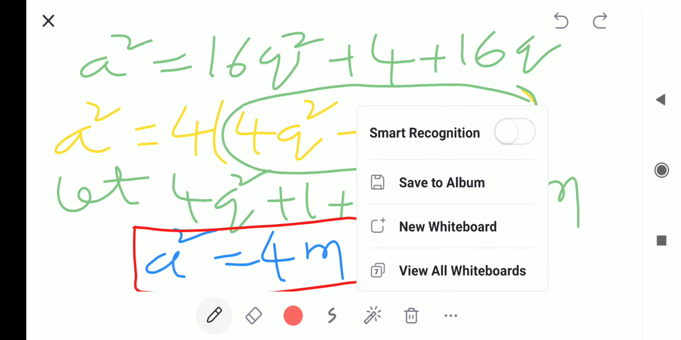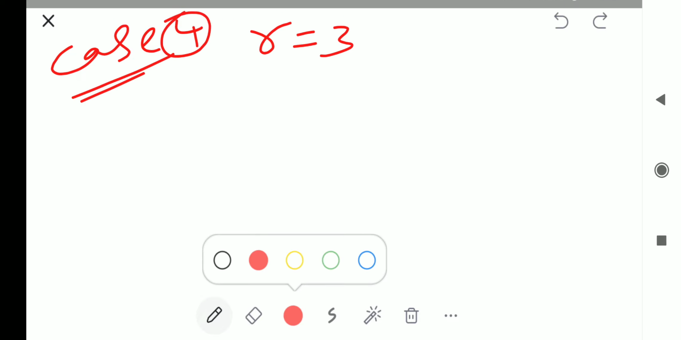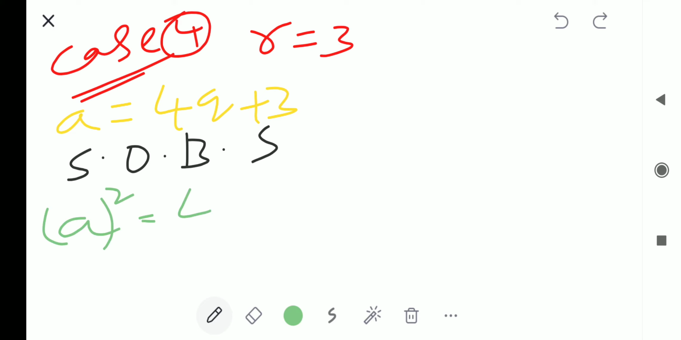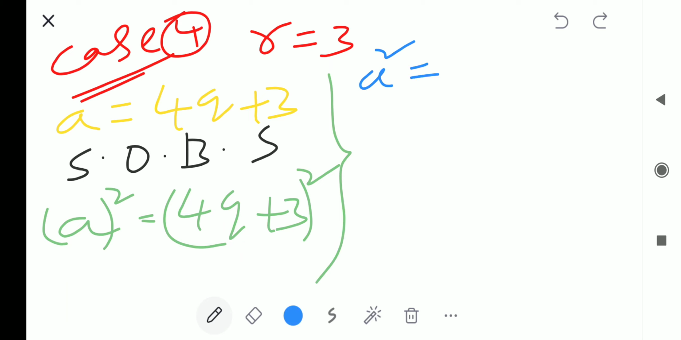Now the last case is left, case 4. In case 4, the r value is 3. According to Euclid's lemma, a is equal to 4q plus 3. Then again we should do squaring on both sides. Then I get a whole square is equal to 4q plus 3 whole square. Then I can write it as a square is equal to, right hand side of the equation, 4q plus 3 whole square is in the form of a plus b whole square.